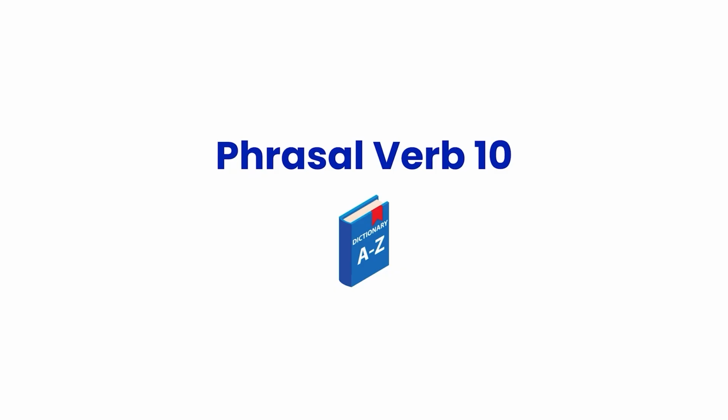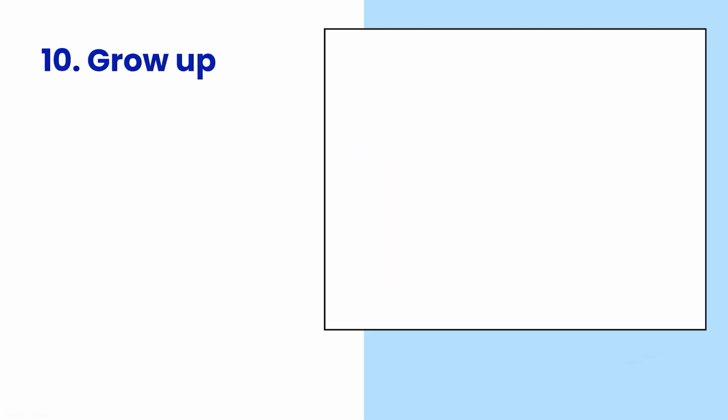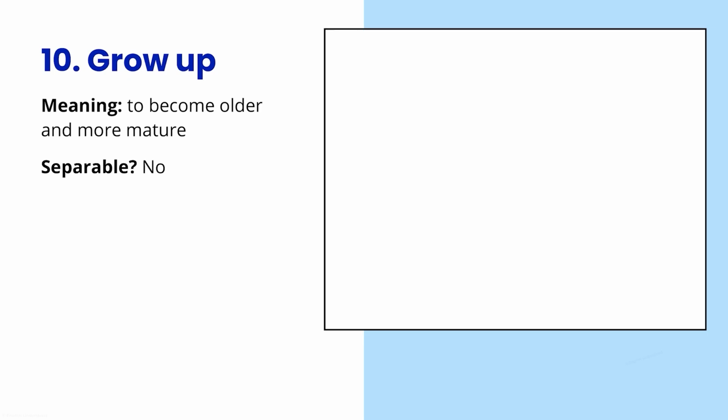Now let's move on to the next one, which is phrasal verb number 10, which is grow up. Grow up means to become older and more mature. Is it separable? No, this one is not separable. Does it need an object? No, this one does not.